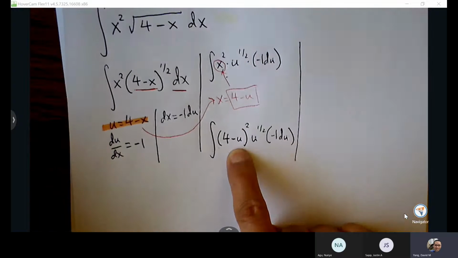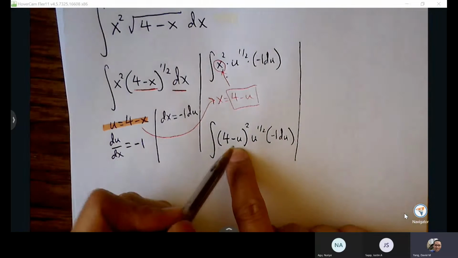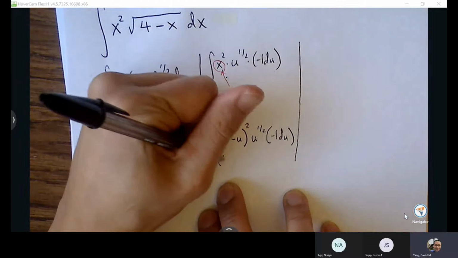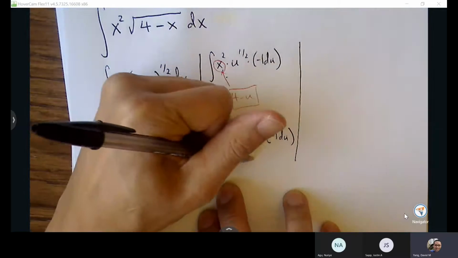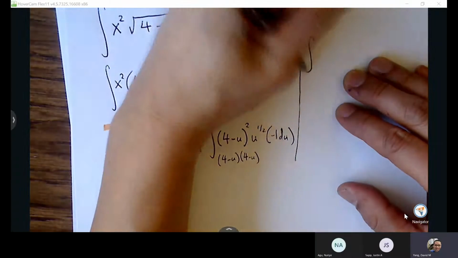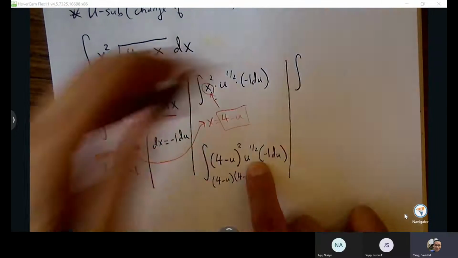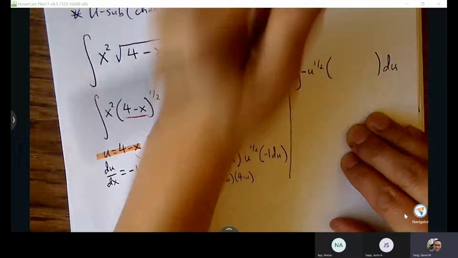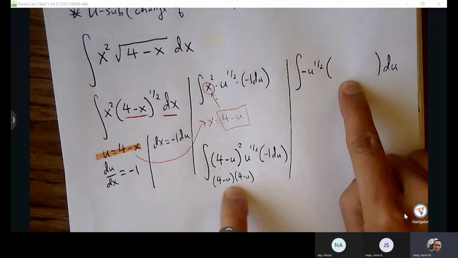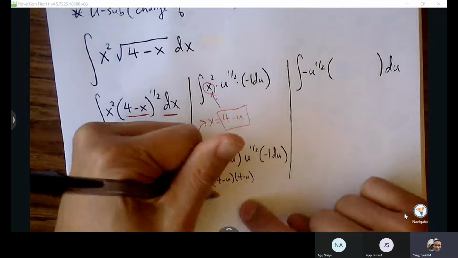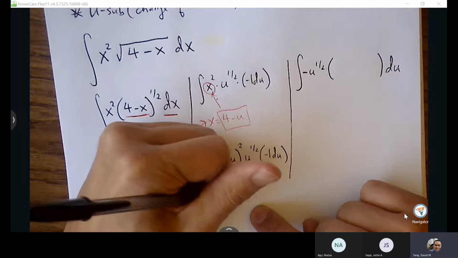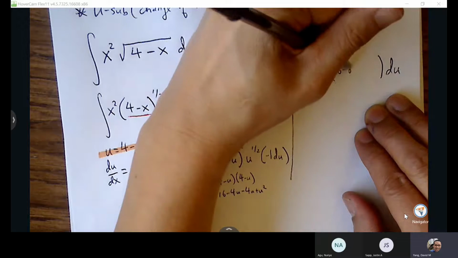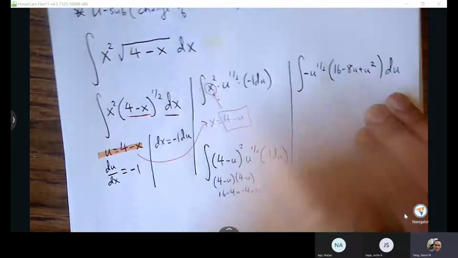Okay, so let's FOIL this out. Make sure you take the time to FOIL, that you're not just distributing the exponent through. We got to write this out twice, right? So this is really 4 minus u times 4 minus u. Okay, I'm going to rearrange this. I'm going to push this negative u to the 1/2 in front because I'm just going to get it ready to expand after I FOIL this out. So this is 16 minus 8u plus u squared.